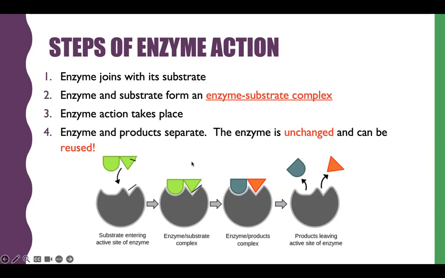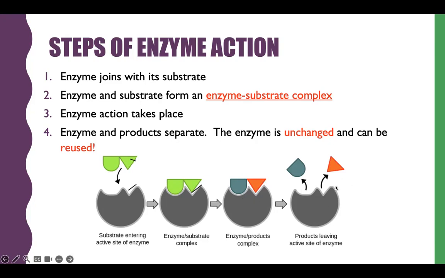Step two, the enzyme and substrate form what's called an enzyme substrate complex. This means that they are attached, they're a perfect fit, we're ready to go. Step three, enzyme action takes place. You'll notice that the colors are totally different in the enzyme products complex. Notice how I said products. Here we start out, your substrates start out as what's called reactants, and at the end, they will be called products. We'll get into that in a little bit too. But this is your chemical reaction taking place.